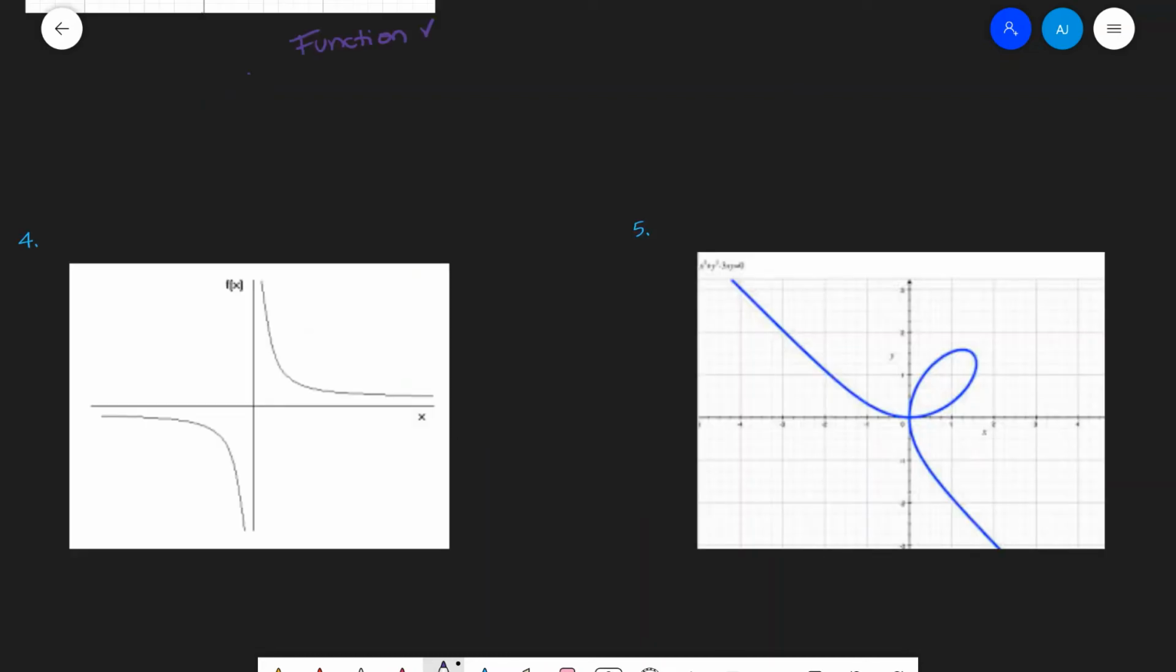Alright, so I'm going to show you two graphs, and I want you to find out whether they are functions or not. Pause the video this time and come back once you have finished. Alright, so for number 4, something's off. There's no input or output value for 0, if you see there.